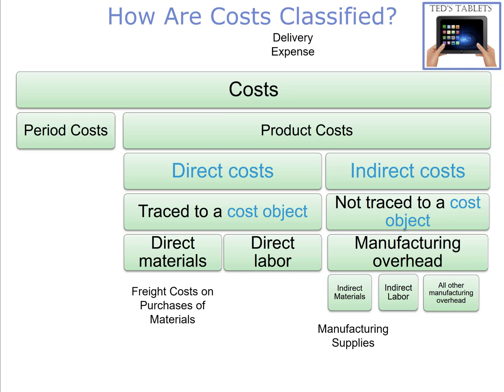And finally, we have delivery expense. This is the cost of delivering our tablets to our customers. This has nothing to do with making the product. This is all about selling the product. So this is a period cost, specifically a selling expense.